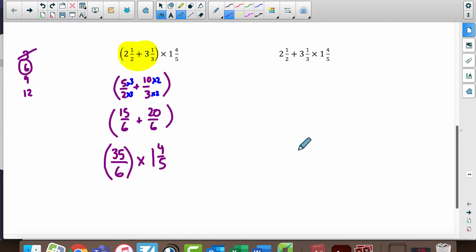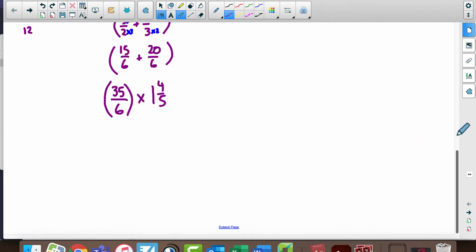You don't have to show me all these steps, and this is probably a bit much. But we have to remember when you multiply, it must be improper. This one's already improper. This one improper. 1 times 5 is 5, plus 4 is 9, so we get 9 over 5. Should I get my common denominators now? 6, 12. No, don't do it. Don't get common denominators. You don't need them when you multiply.